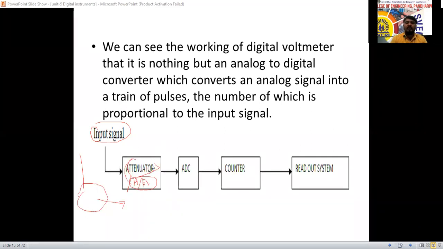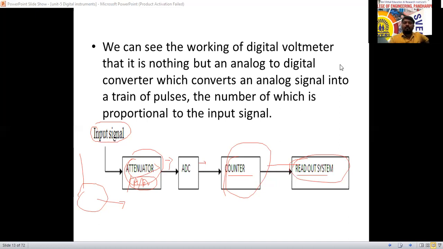So this attenuated or amplified signal is fed to the analog to digital converter. The analog input is converted into digital and goes to the counter. The counter counts the number of pulses, the triggers, and reads out that value. So we get a display which is proportional to the input signal. This is the working of the digital voltmeter.